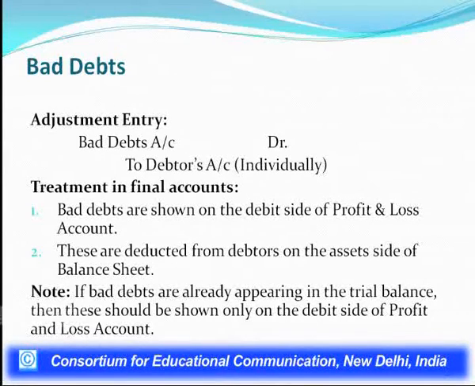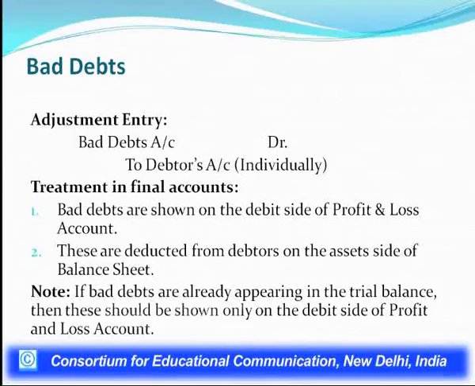How to treat it in the final accounts? In final accounts, bad debts being a loss is to be shown on the debit side of profit and loss account. And the value of the debtors has decreased, so we deduct it from debtors on the asset side of balance sheet.